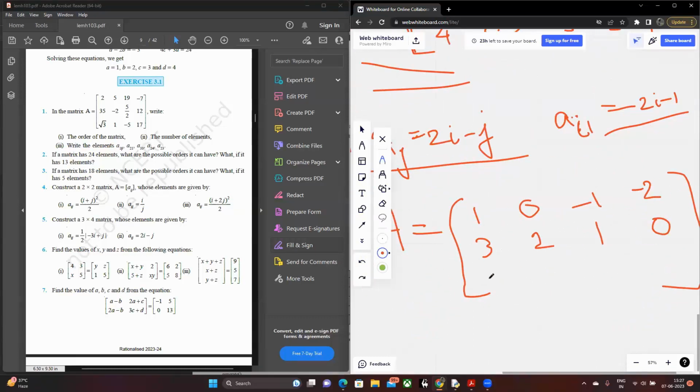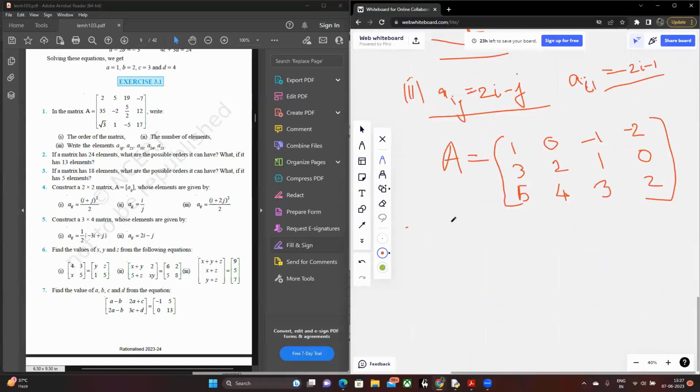And for 3, this is going to be A31, that is going to be 6 minus 1, that's 5. And as I move along the columns, I have to basically subtract 1 from the previous column. So this is going to be 4, this is going to be 3, and this is going to be 2, right? That takes care of question number 5.